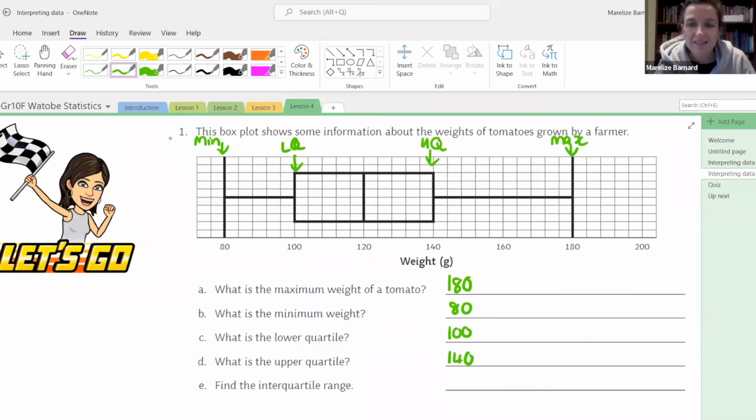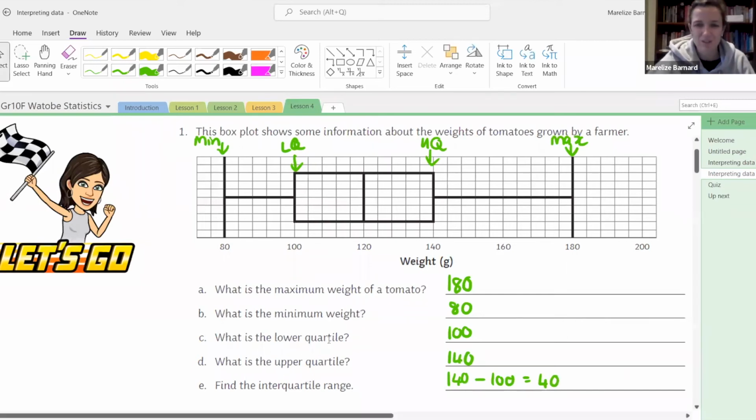Okay, and what is the interquartile range? And go. Read the question, guys. It's not 120. We are not asking for the median. We are asking for the interquartile range. There we go. 40, that's right. Well done, everybody. How do we get the interquartile range? We take the upper quartile minus the lower quartile gives you the interquartile range, which is 40. Okay.